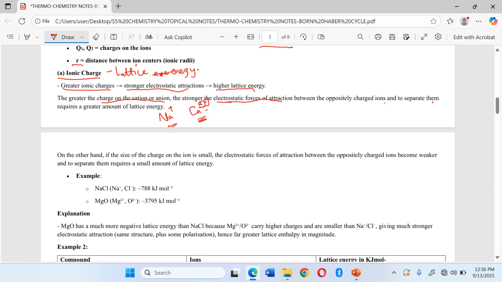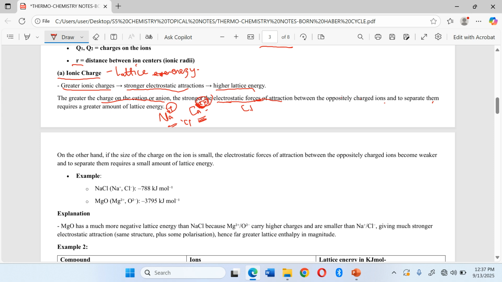The attraction towards the nucleus becomes higher in the one with the positive charge compared to the one with a smaller charge. But which attraction are we talking about? The attraction between the oppositely charged ions, which means if it is calcium and chloride ion, and calcium has a higher charge, the attraction between calcium and chlorine will be higher compared to sodium and chlorine. Why? Because of the charge that calcium has.